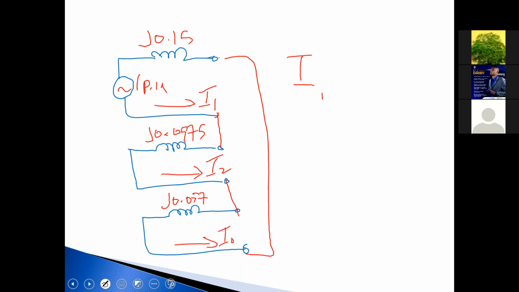I1 will be equal to EA divided by the sum of the impedances. What is the EA? I have an EA there. Oh, the positive sequence voltage, which is 1 pu. So it's 1 over j0.15 plus 0.0975 plus 0.057. Thank you, Mr. Buchanan.